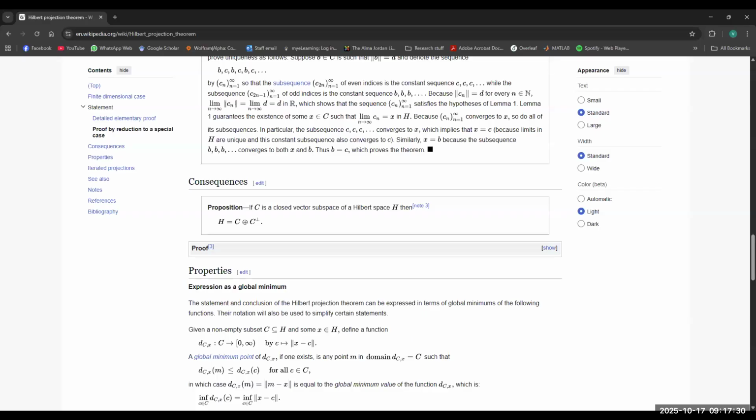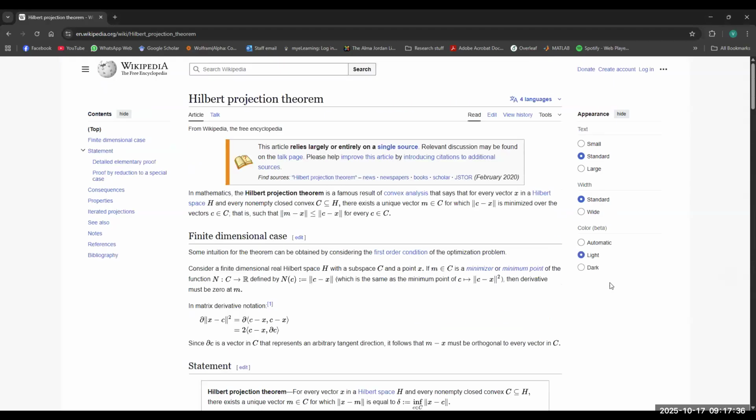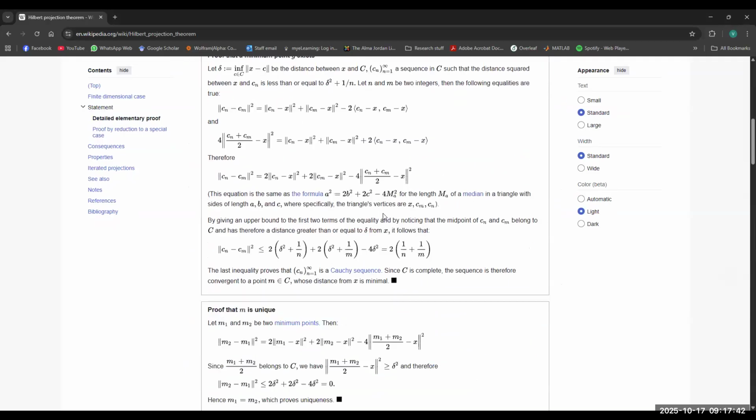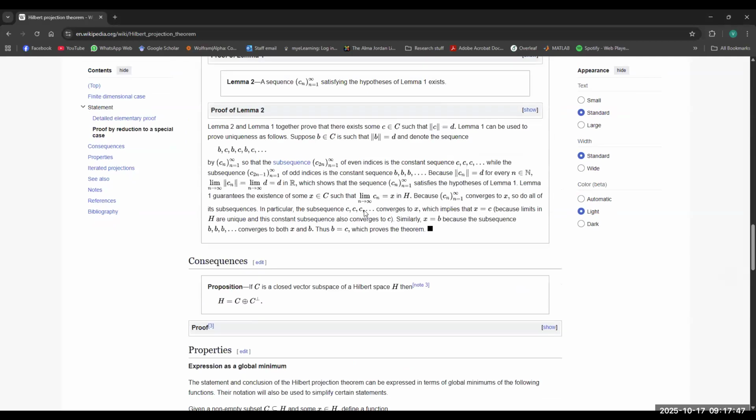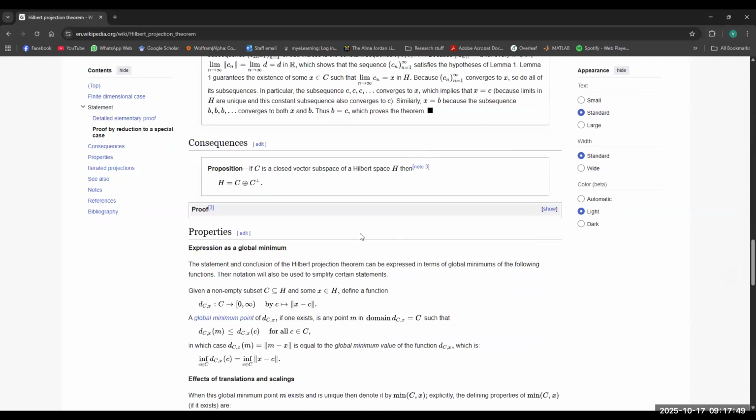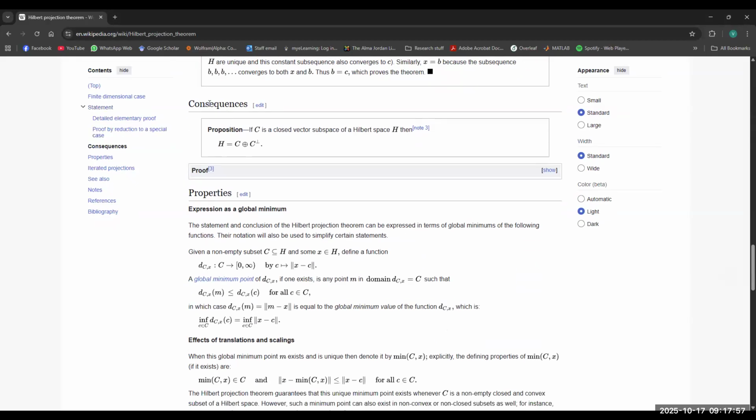Right. So we're going to trusty Wikipedia. So ignore all of this stuff. Yeah, so it's called Hilbert projection theorem. And if you scroll through all of the stuff that you don't need to know, the reason why this is so complicated looking here is because they are doing it for any dimensional vector space. So what you're talking about is this here.